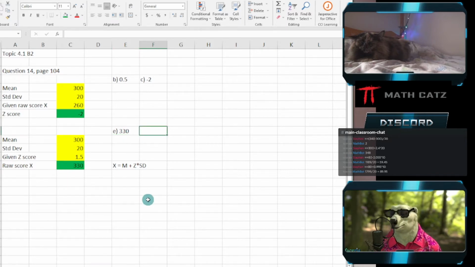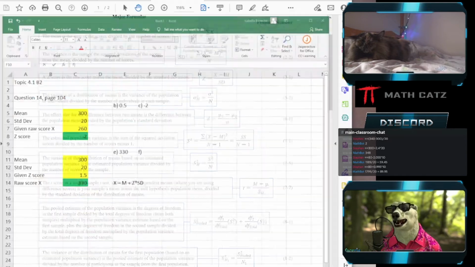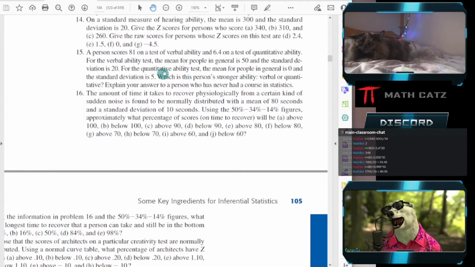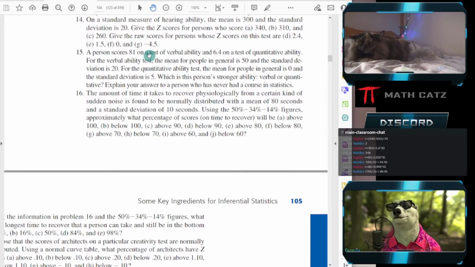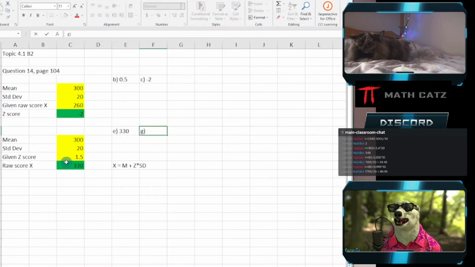Then I can also do F, for example, and recycle that. F is super simple, 0, so the raw score will be the mean. Let's do G, where it's not super obvious. A z-score of -4.5. What is the corresponding raw score? Then I can simply put my -4.5 in here, and the formula will update to 210, and I can write my answer over here somewhere.